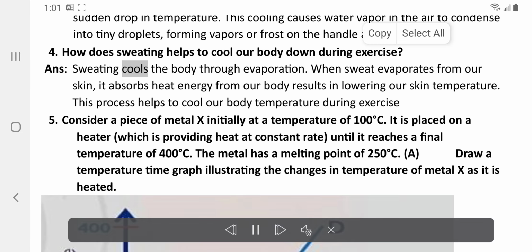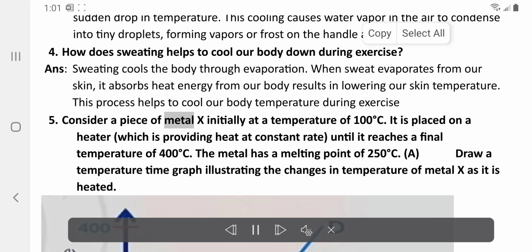Answer. Sweating cools the body through evaporation. When sweat evaporates from our skin, it absorbs heat energy from our body, resulting in lowering our skin temperature. This process helps to cool our body temperature during exercise.